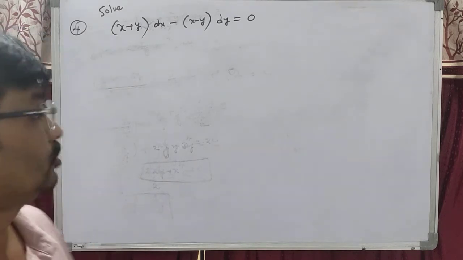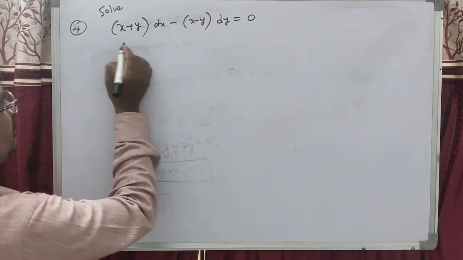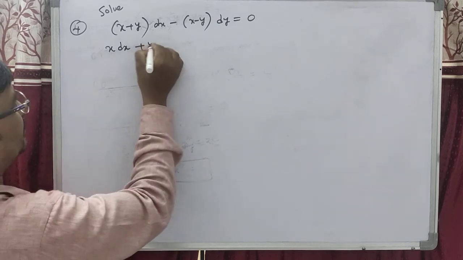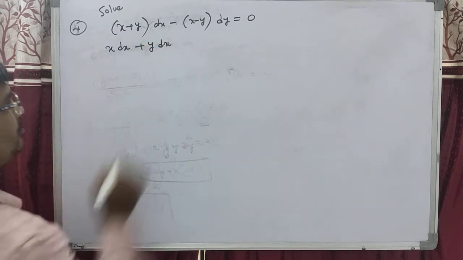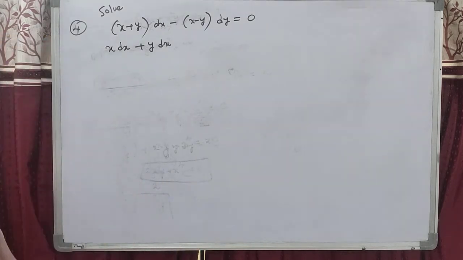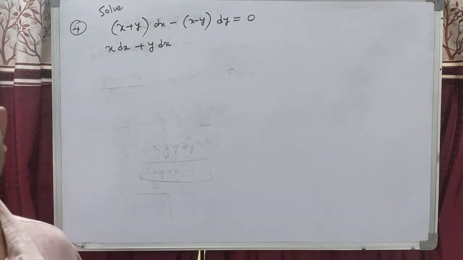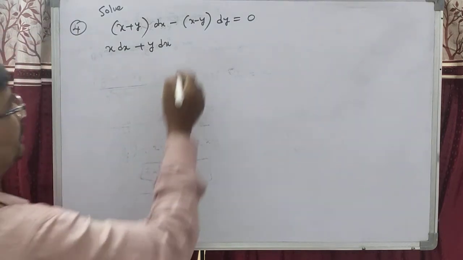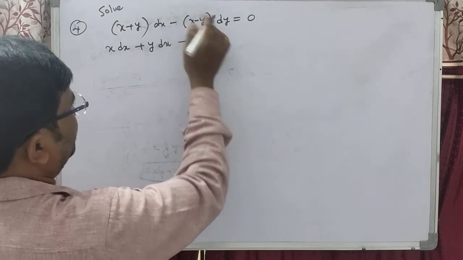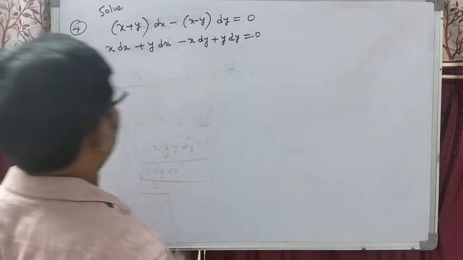Okay students, so here first you multiply with dx, that is x dx. After that, students, there is a small confusion. Just read the question and apply the right technique. So then this is minus x dy, and minus into minus gives plus y dy, equal to 0.